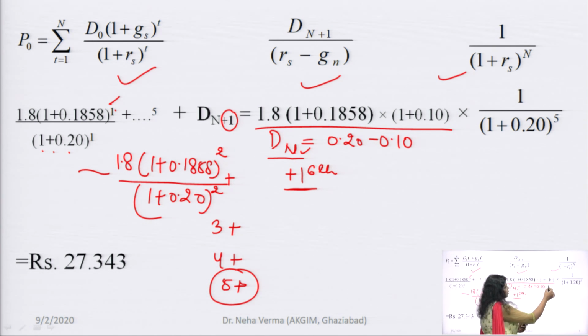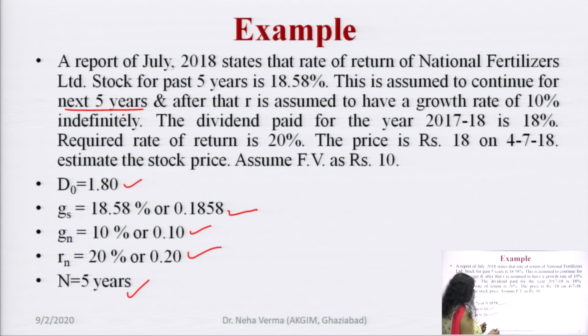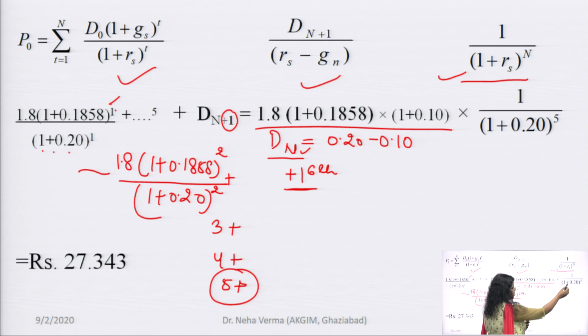Now again, the third term in the formula is 1 divided by 1 plus rs to the power n. Here the value of 1 and 1 will be the same. Rs given in the question is 0.2, and to the power n, we have already seen that the value of n over here is 5 years. So it will be to the power 5. With these values we will calculate the value of the third term.